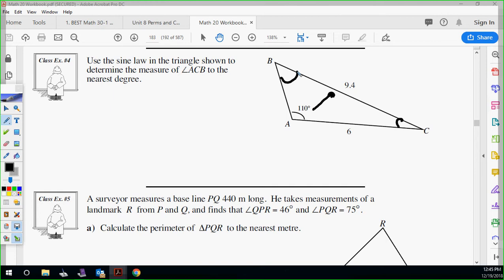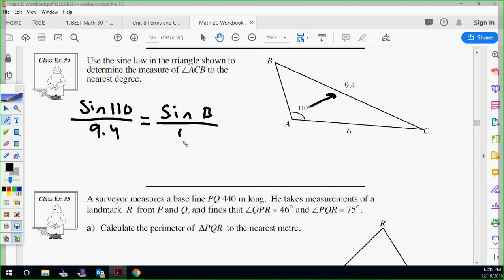Say that one more time. It is. I'm saying, no, I said it is, but there's nothing over here. Right. Okay? Good. So this is an example where you're going to find angle B, then to get angle C. So it's a little bit two parts in one. But we know this setup. We are finding an angle, so I want my angles on top. Sine of 110 over 9.4 equals sine of the unknown, this is sine of B, over 6. And we're solving for B here.